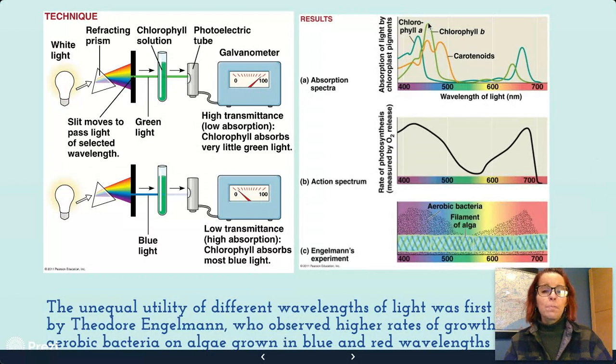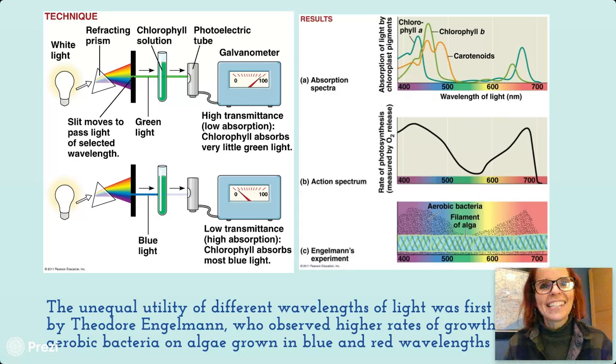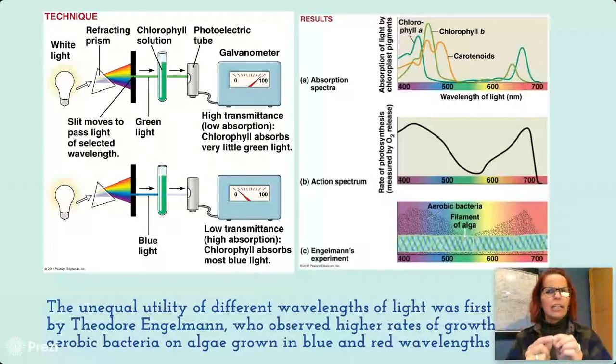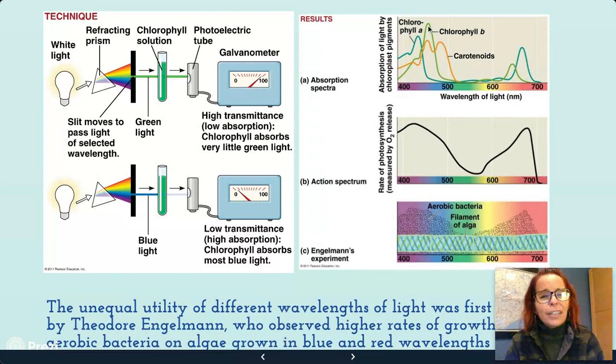Chlorophyll B's peak, where it absorbs the best, is somewhere between 400 and 500. So we'll say 460 nanometers. Now, if you're not familiar with the prefix nano, it means 10 to the minus ninth. So 10 to the minus ninth meters is a nanometer. So very, very, very, very wee. So that's what it absorbs best.